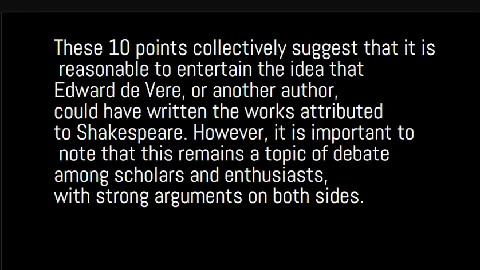These 10 points collectively suggest that it is reasonable to entertain the idea that Edward de Vere, or another author, could have written the works attributed to Shakespeare. However, it is important to note that this remains a topic of debate among scholars and enthusiasts, with strong arguments on both sides.